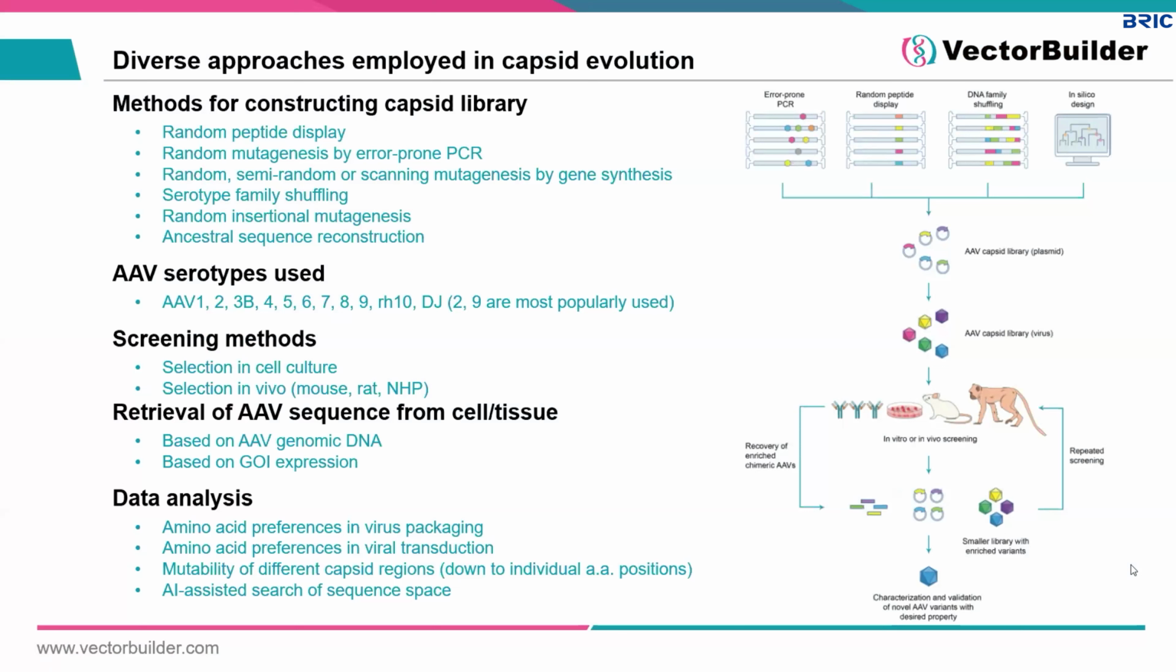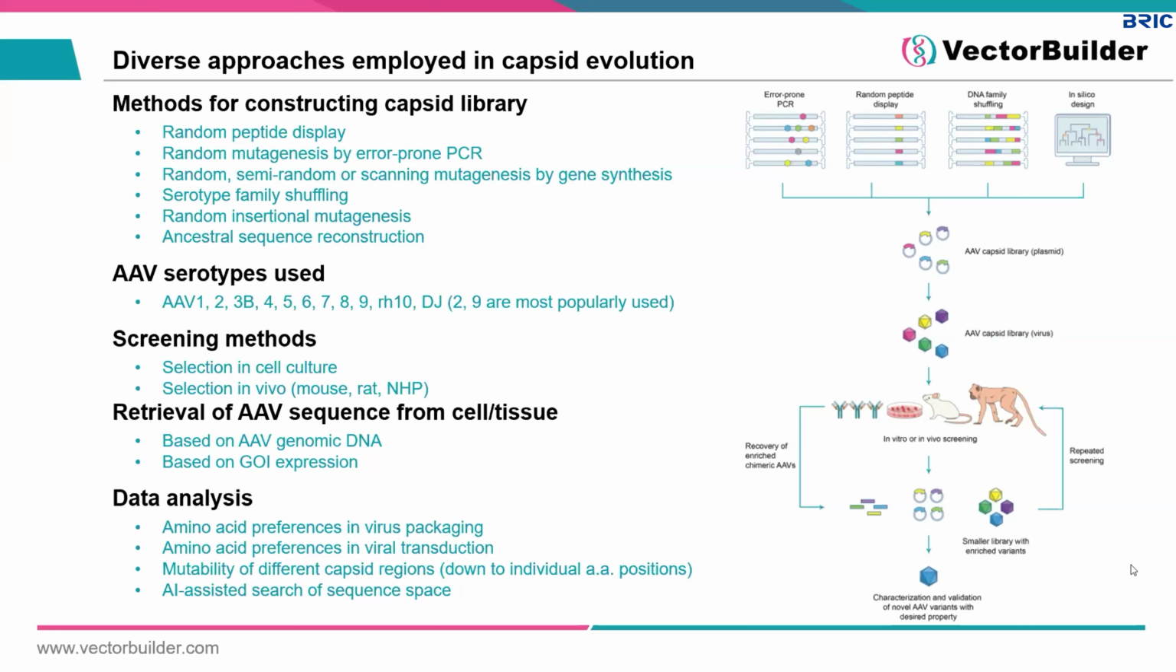The selected capsid variants serve as the basis for the next round of evolution, and this iterative cycle continues until a variant with optimized characteristics is obtained. Directed evolution has proven instrumental in tailoring AAV vectors for various gene therapy applications, allowing researchers to fine-tune the capsid features to meet specific therapeutic goals while minimizing undesirable side effects.